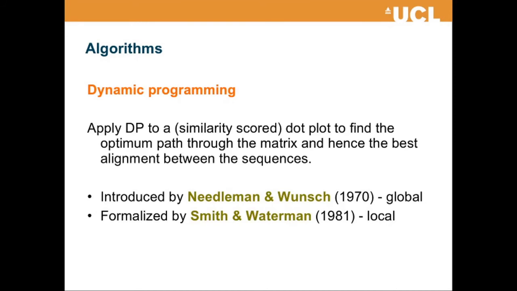That's all very well, but if you're talking about aligning lots of pairs of long sequences, you don't want to be doing that by hand. And so that's where an algorithm called dynamic programming comes into play. So dynamic programming, or DP, is applied to the scored dot plot, which can be scored by similarity or identity, to find the optimum path through the matrix and hence the best alignment between the sequences.